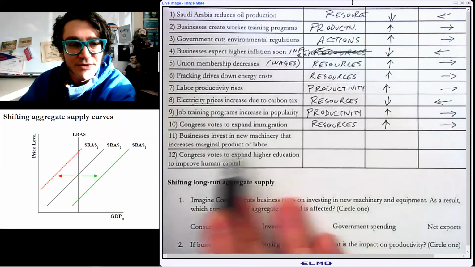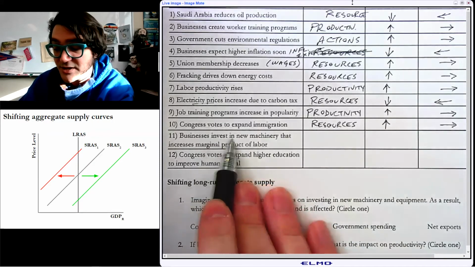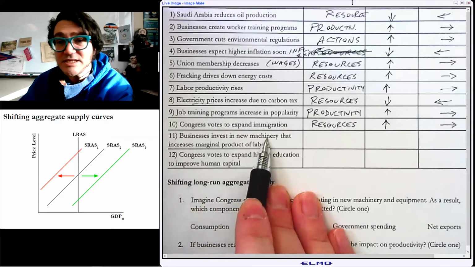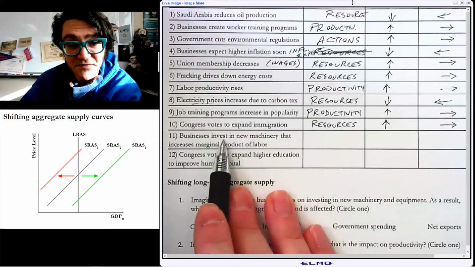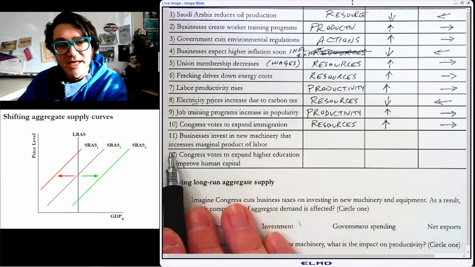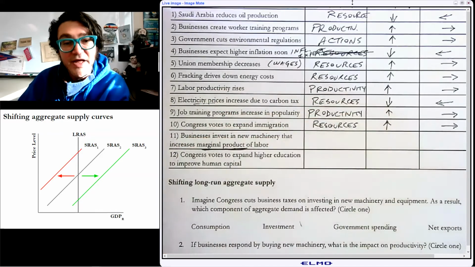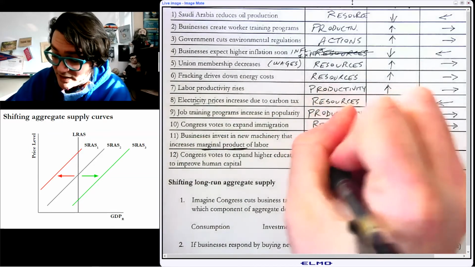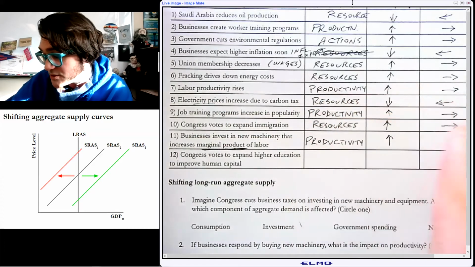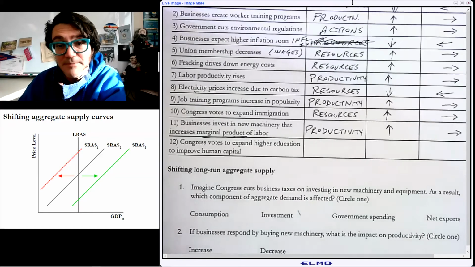Businesses invest in new machinery that increases the marginal product of labor. So at first glance, many students would fixate on invest in new machinery. And certainly if you just stop with that, then this isn't really aggregate supply at all, because it's investment spending. When they buy new machinery, that's aggregate demand. But the second part of the statement, increases the marginal product of labor. This part right here should key you in that this is productivity. It's how productive each worker is. And it's going up. And so aggregate supply would shift to the right because each worker now is more productive than they used to be.